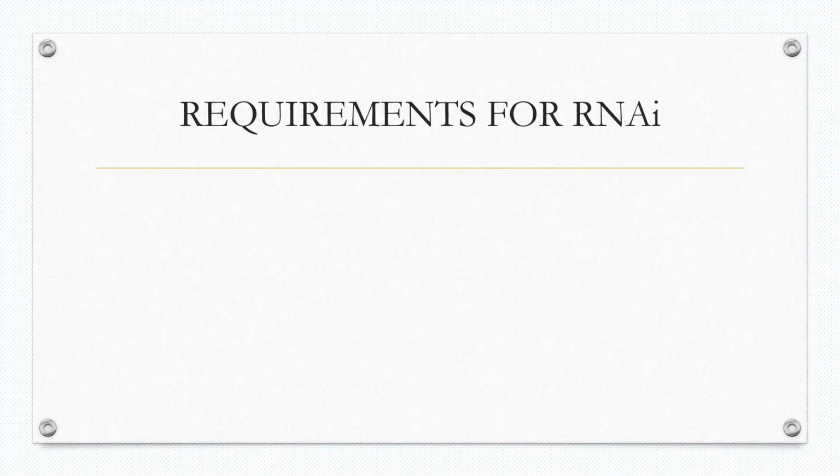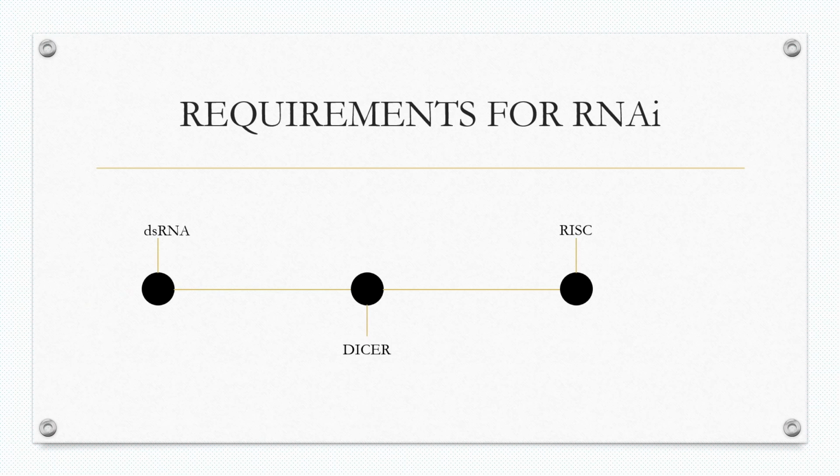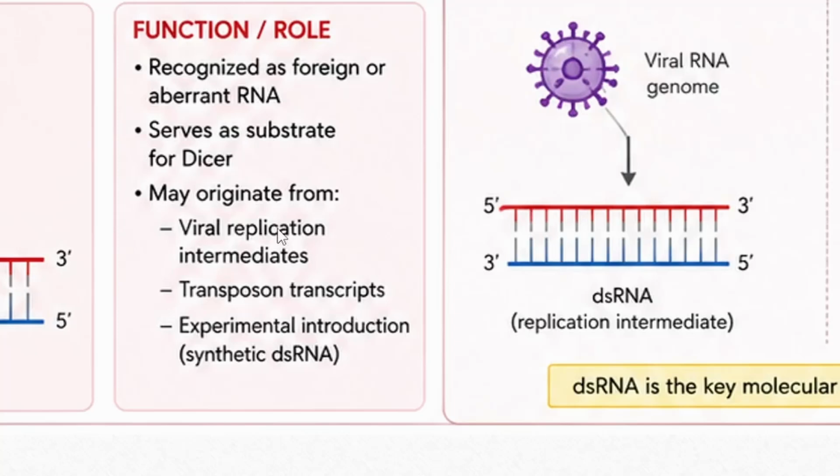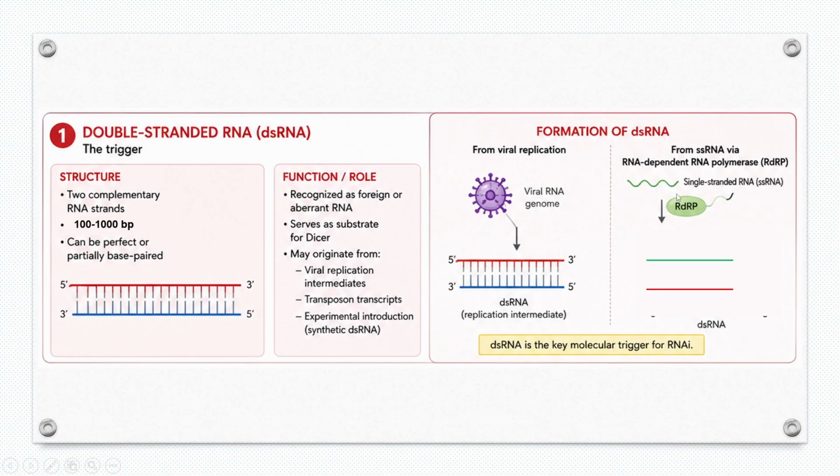Now, the important requirements for RNAi are as follows: double-stranded RNA, dicer, and RISC. The double-stranded RNA can come from viruses, from transposons, or from outside, that is, synthetic double-stranded RNA. Sometimes, single-stranded RNA is made inside the cell during normal cellular processes. Then it can fold back on itself to form double-stranded RNA. Or sometimes it is acted upon by RNA-dependent RNA polymerase to form double-stranded RNA.